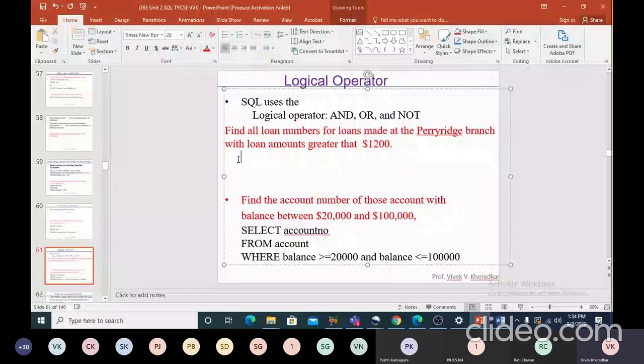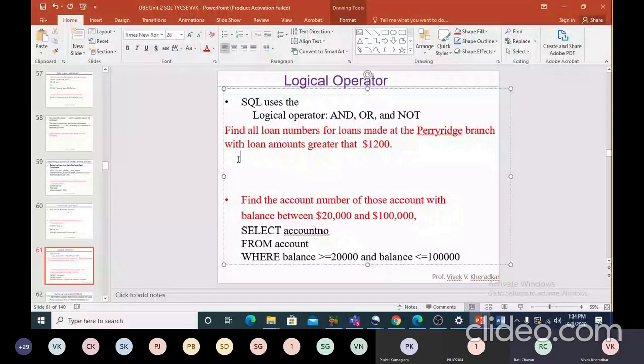And as you know, if you want to combine these two conditions, both conditions should be true, right? So these two conditions are combined by using which operator? AND operator. So what is the final answer of this query? Select loan number from loan where branch name is equal to Perry Rich and amount is greater than 1200.